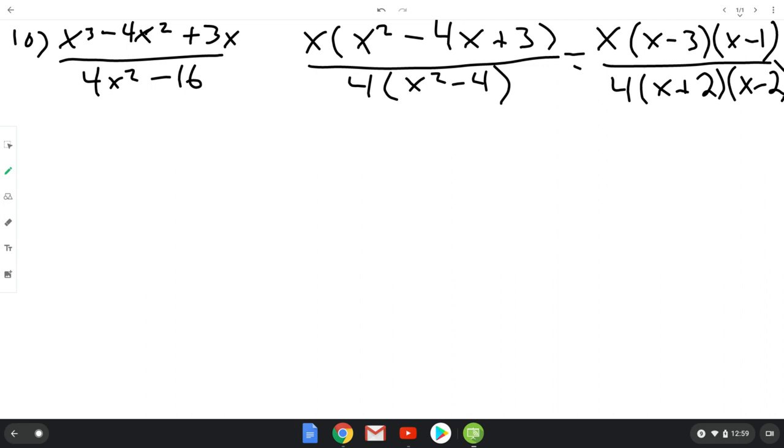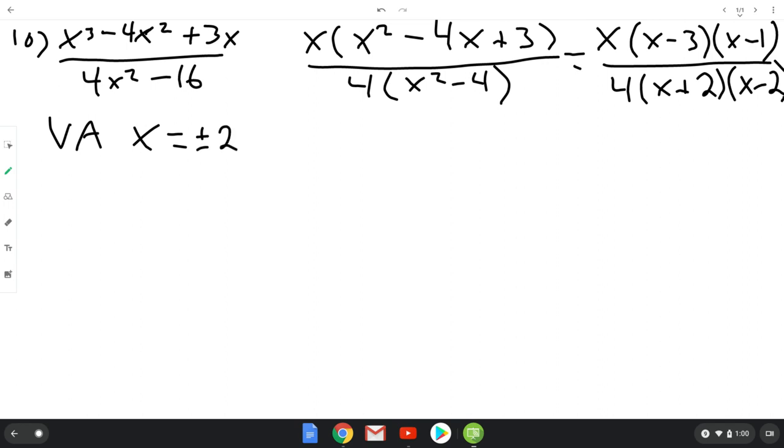All right, so now we have our factored form. We look to see if anything can cancel. It can't, so we don't have any holes. So we're going to look for vertical asymptotes, which are going to occur when the denominator equals 0. So that's going to be x equals plus or minus 2.